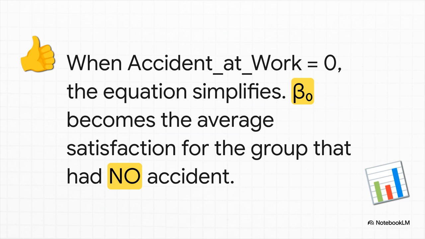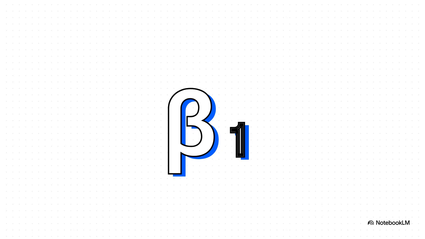Okay, so if an employee did not have an accident, their value for our dummy variable is 0, right? Well, anything times 0 is 0. So that whole second part of the equation just vanishes. And their predicted satisfaction is just our baseline, that beta 0. So then, what's that beta 1 all about? Well, that single number is the golden ticket. It represents the change, the difference in average satisfaction for the group that did have an accident. It perfectly isolates the impact a workplace accident has on morale.